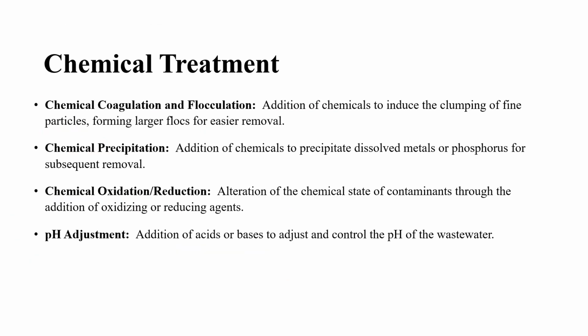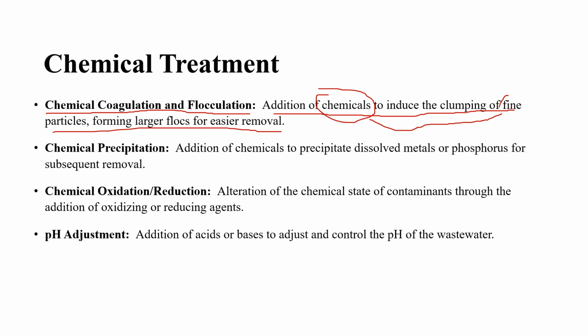When it comes to chemical treatment, there is chemical coagulation and flocculation, that is, the addition of chemicals to induce the clumping of fine particles, forming larger flocs for easier removal. We can't easily remove smaller particles, but when we add third-party chemicals, they induce the fine particles to clump together, that is, to coagulate, so that we can easily remove them.